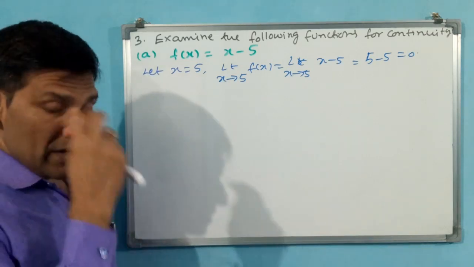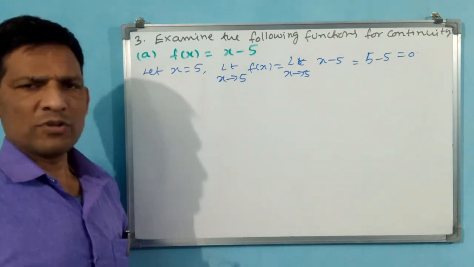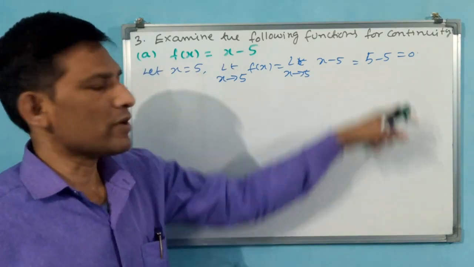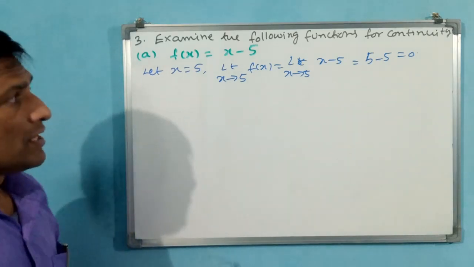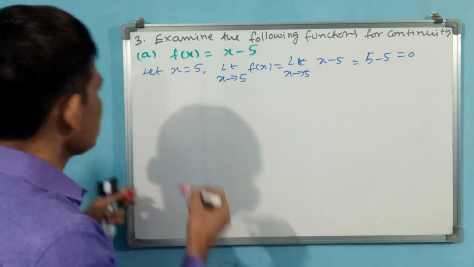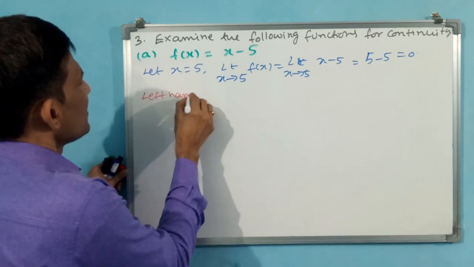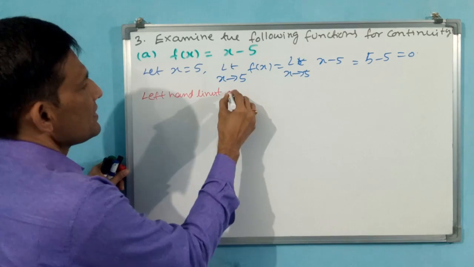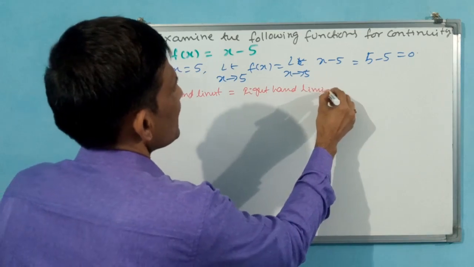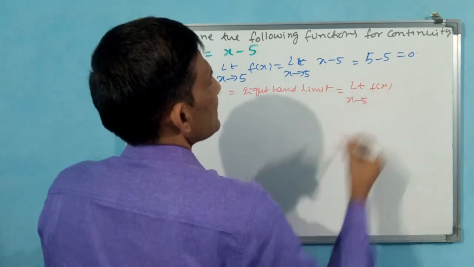Now you tell me, slightly greater than 5 or less than 5, if you give, same 0 is coming or not? Same 0 is coming only. Why? Because slightly less than 5 means 5 only you are applying. Slightly greater than 5 means 5 only you are applying. That means with one statement we can write here. You see what I am writing. Left hand limit is equal to right hand limit is equal to limit x tends to 5 f of x.